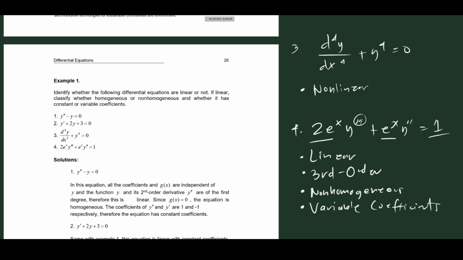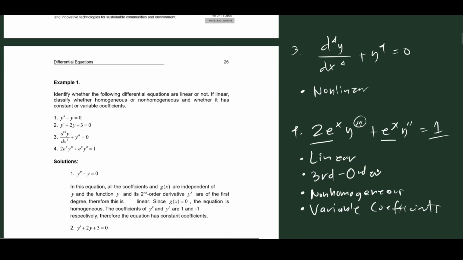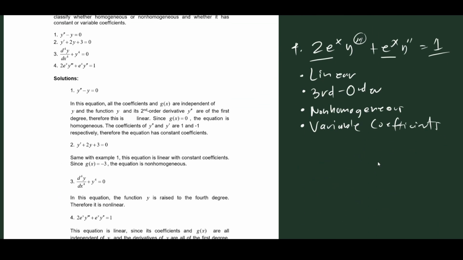So that's it for the classification of linear differential equations of the nth order. In the next lesson, we will proceed with the existence and uniqueness theorem.